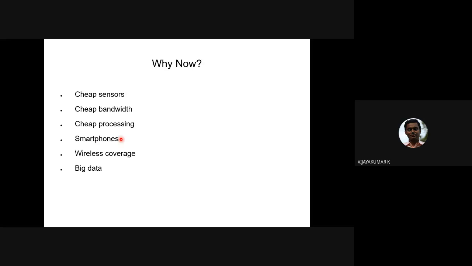And another thing is smartphones. So yeah, it's like a remote controller of anything. You can use your smartphone as a remote controller of anything, so that you are able to control all the devices in your network by using the smartphone.